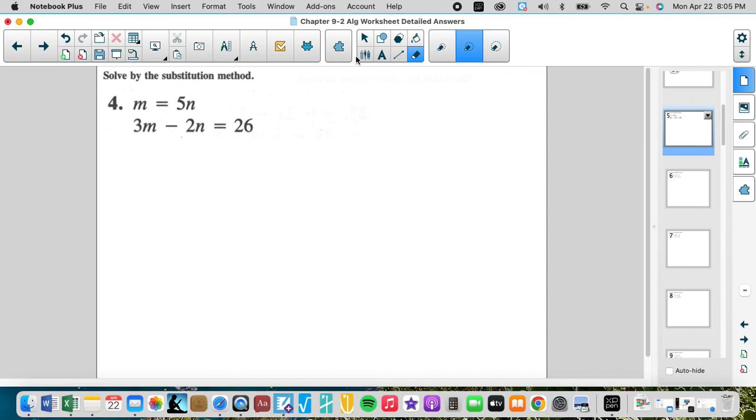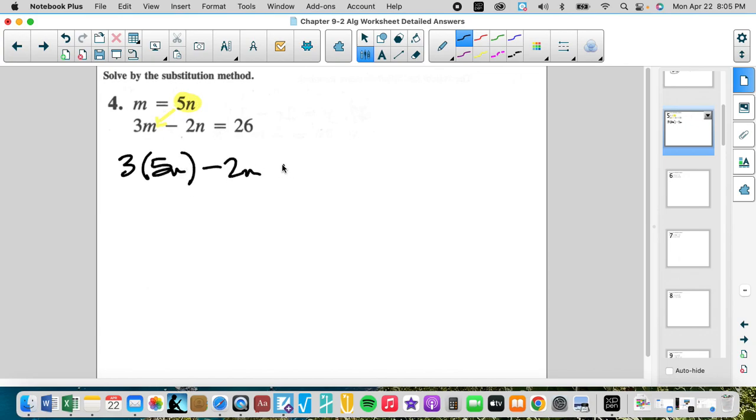Sorry. We're going to take that N value and we're going to plug it in for M. This is our first one where we have 3 M values. So we have 3 times my M value, which is 5N, minus 2N equals 26. So we see where we had 2 variables, we now have 1. We multiply before we add or subtract.